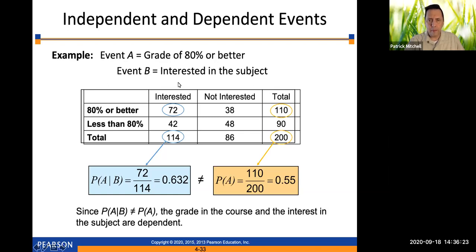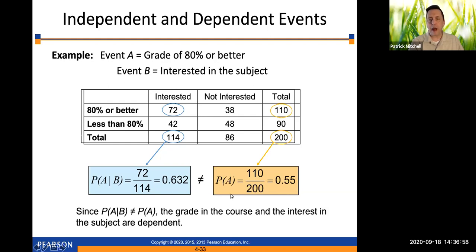Pretend that the students who are interested are your whole sample space. So out of those 114 students, 72 of them are interested, which means the probability of A given B is 72 over 114, which is about 0.632. However, the probability of A, which is the probability a student gets 80% or better, is 110 out of 200. That comes out to 0.55.